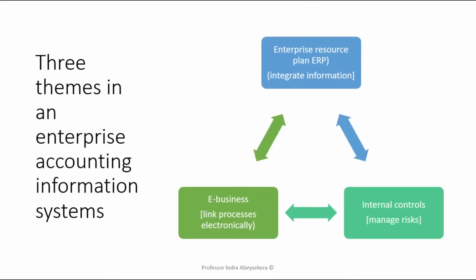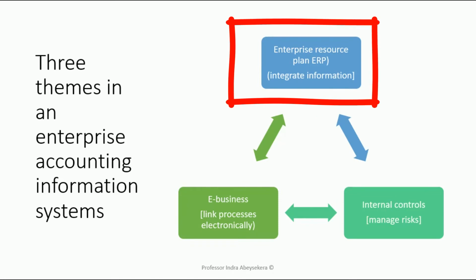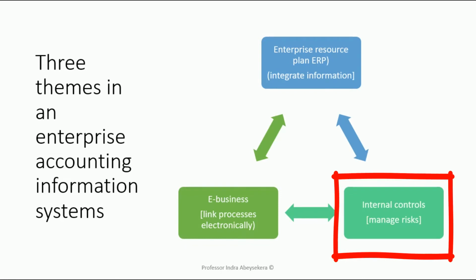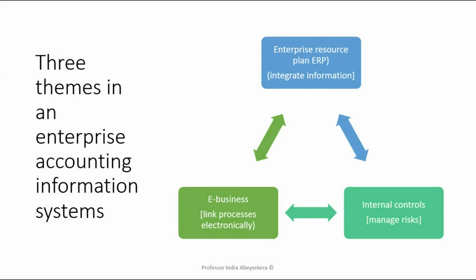There are three streams in an enterprise accounting information system. The first one is the enterprise resource planning, or the ERP system, that integrates information. The second, on an electronic platform, is e-business, or the linking of the processes electronically. And the third theme is the internal controls that are applied to manage risk.